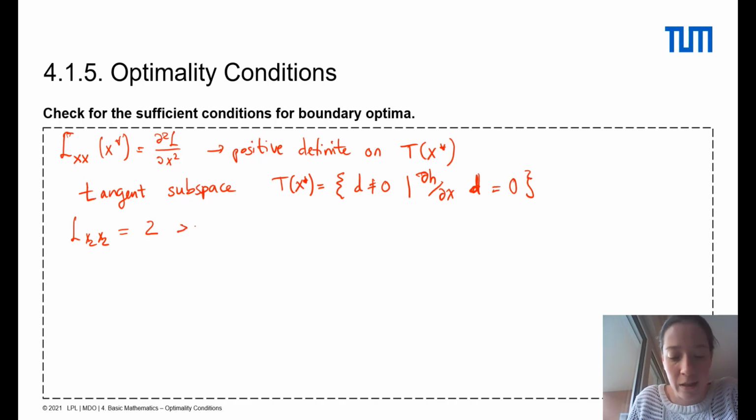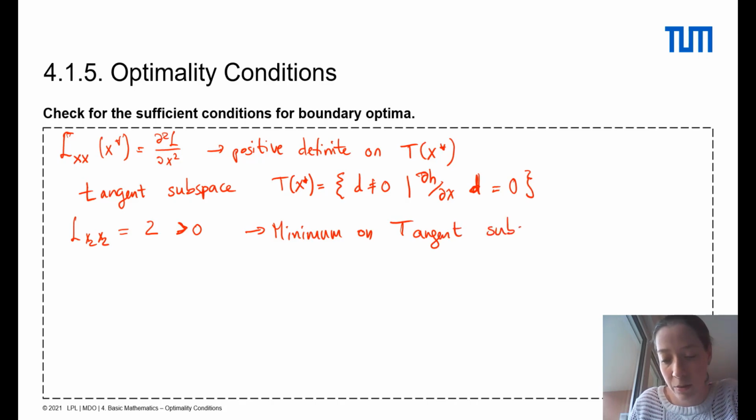So 2 is larger than 0 for all x star, because it's always a constant, but sometimes you have to plug that in here as well. So we know it's a minimum on the tangent subspace.